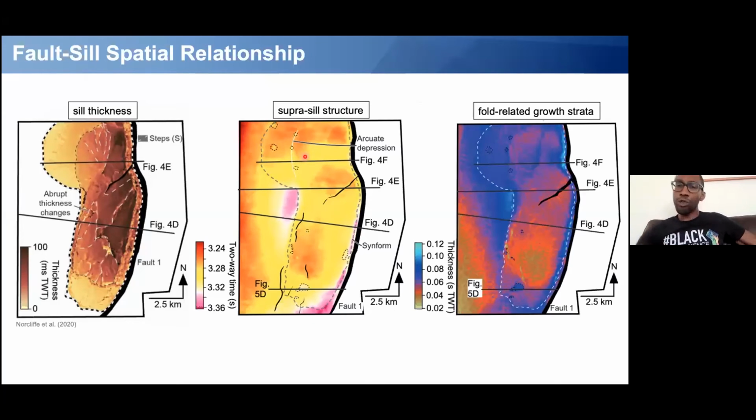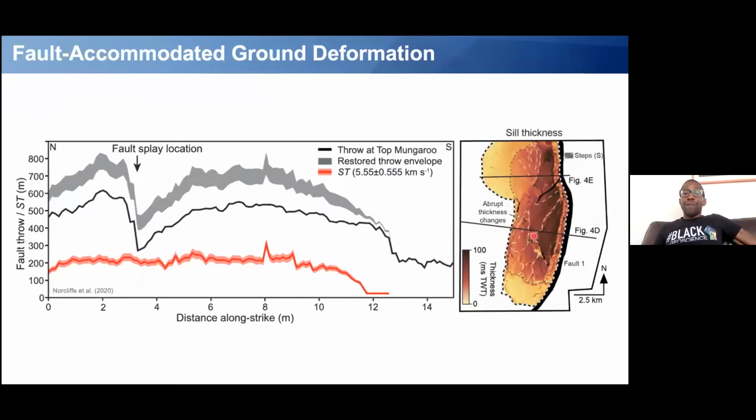And then this is the fold-related growth strata. So this color's thin. This color here is thick. So you can see thinning of stratigraphy up onto those domes above the sill. If you look at the fault-sill relationships here, the sill thickness along distance is shown in the red line. So this is coming along the fault. You can see the sill is thick here and thins towards the south.